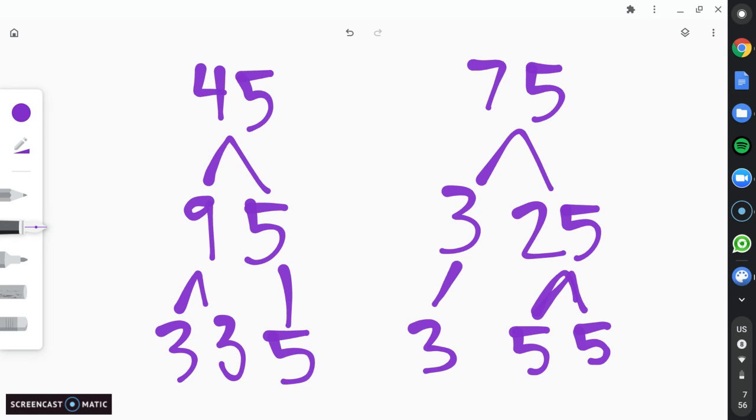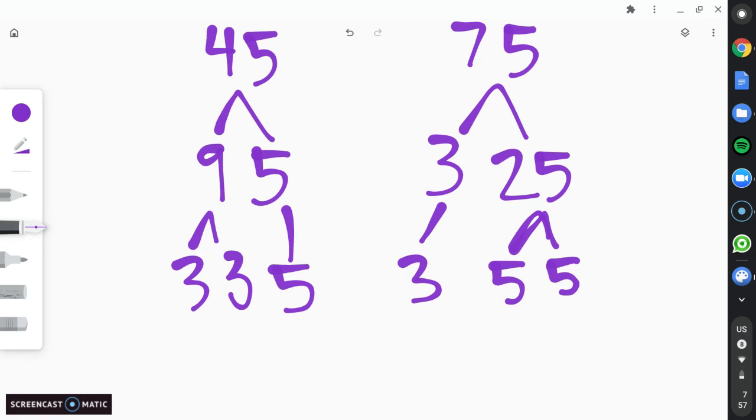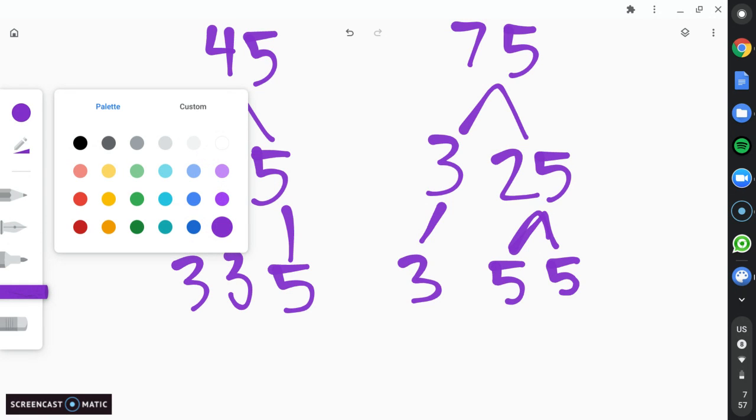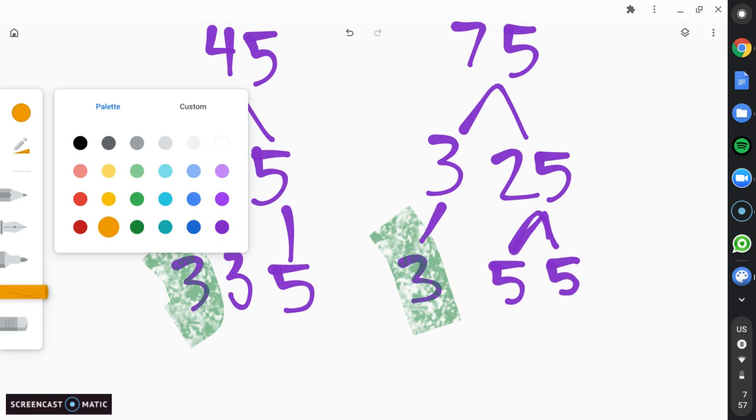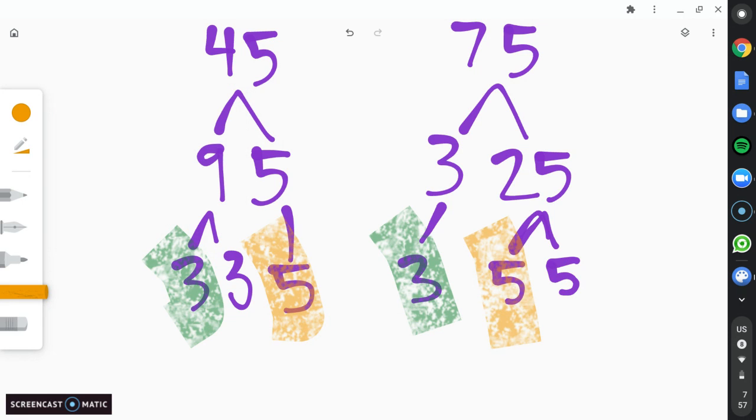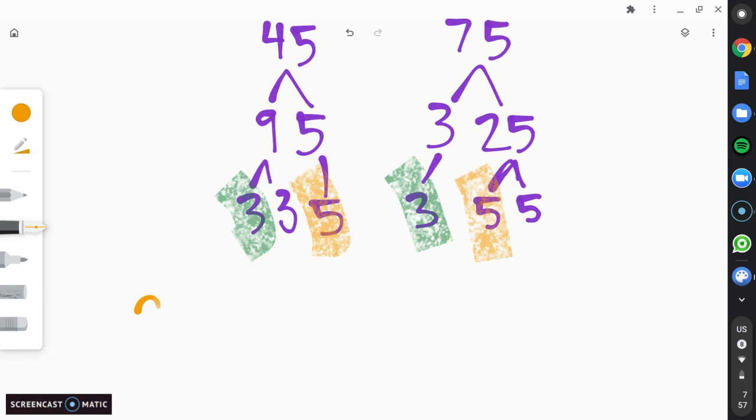Make sure you're careful here with these prime factorizations. They look really similar, 335 and 355, but they are not the same. All right, now step 2, time to circle those pairs. Alrighty. 3 and 3 in green, and 5 and 5 in yellow. So you take one set of the pairs. 3 times 5 equals 15. Your greatest common factor here is 15. I hope that's what you got.